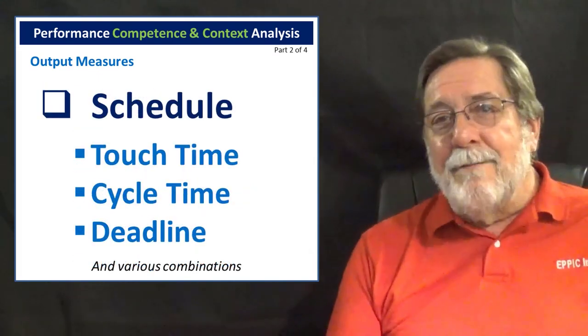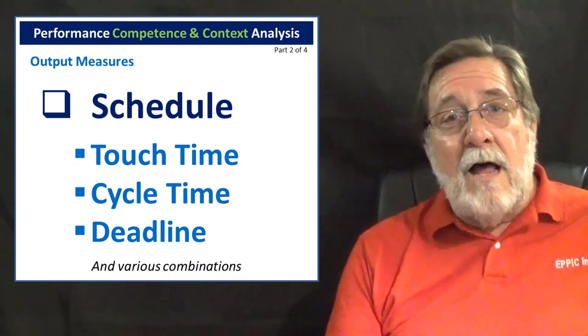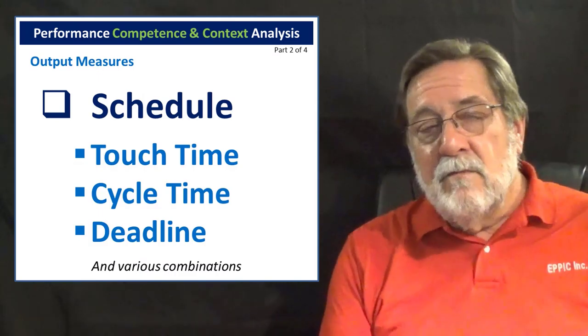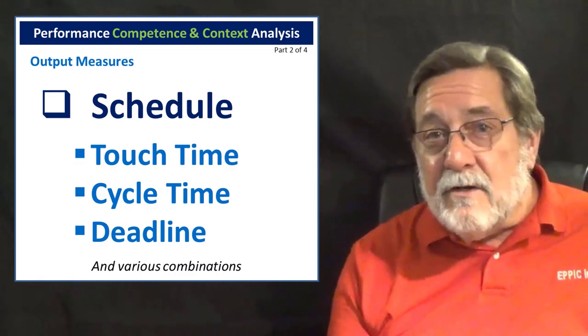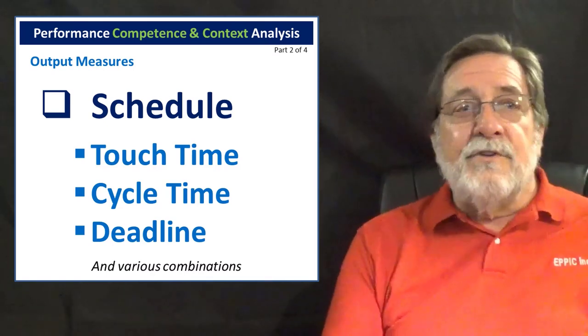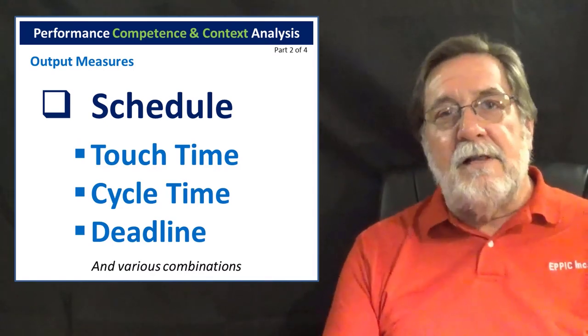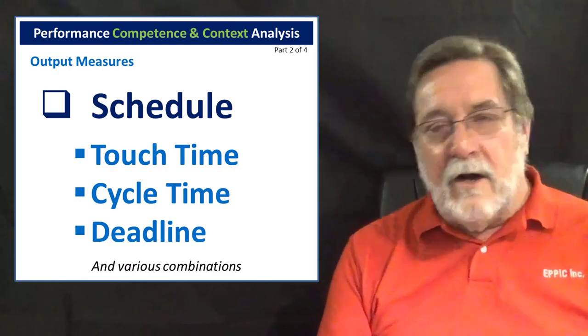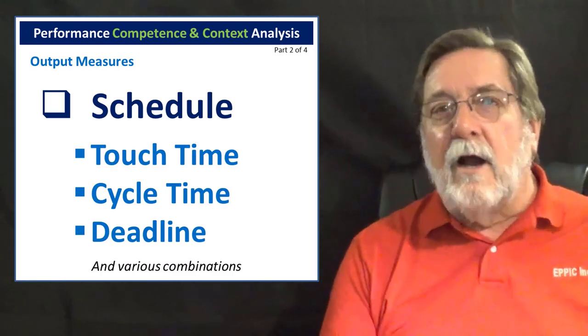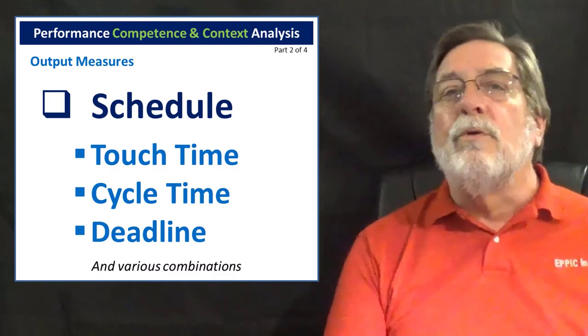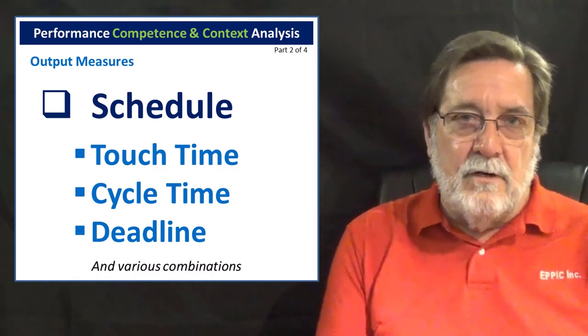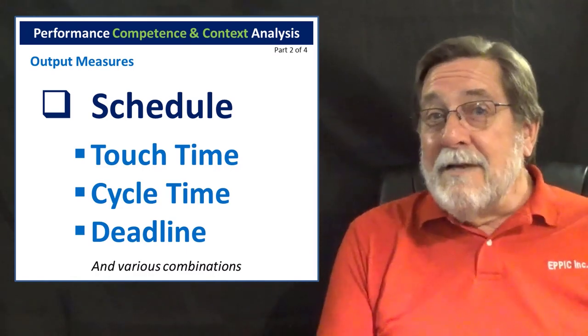Schedule or time can include touch time, how long will guys spend doing something, cycle time, how long do we give him in which to accomplish all of that? Or is it a deadline? Have it done by Friday, 5 o'clock. We don't care how long it takes you. We don't care how long ago you started. We don't care. Deadline is the most important and only criteria regarding schedule. So sometimes it's all three.